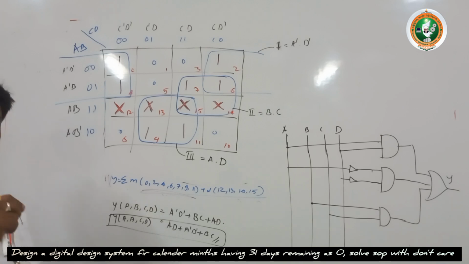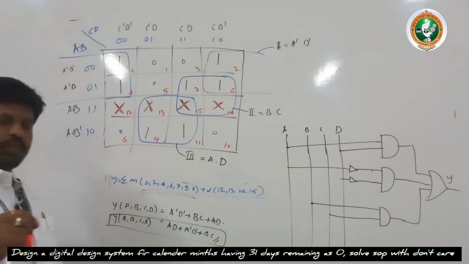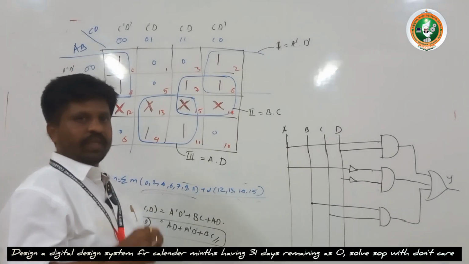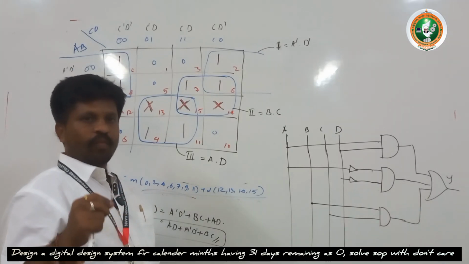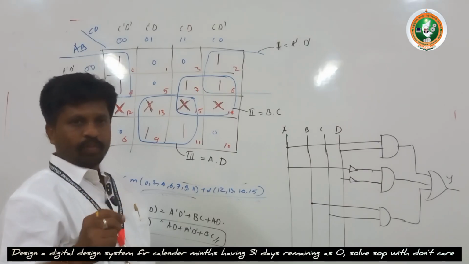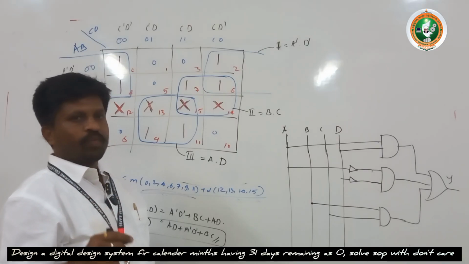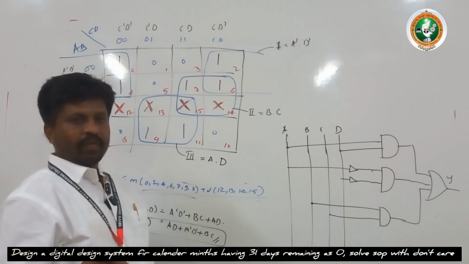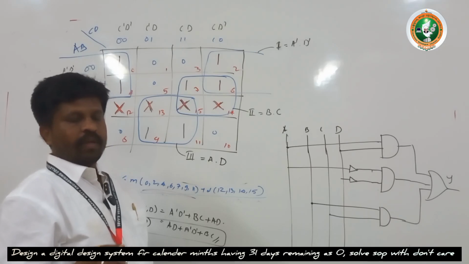January is considered 000, February is considered 001, and so on. In this, the months having 31 days are considered 1, and the remaining are considered 0. January has 31 days, so that is 1. February does not have 31 days, so that is 0.